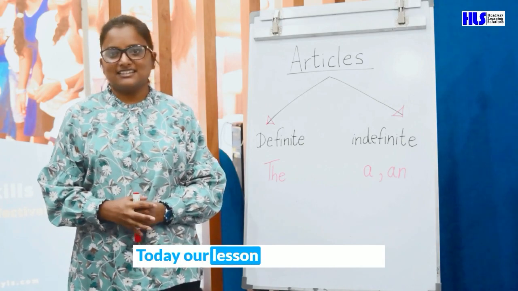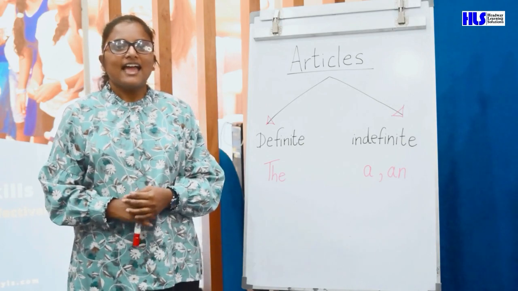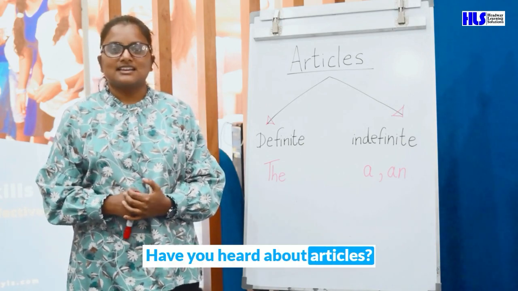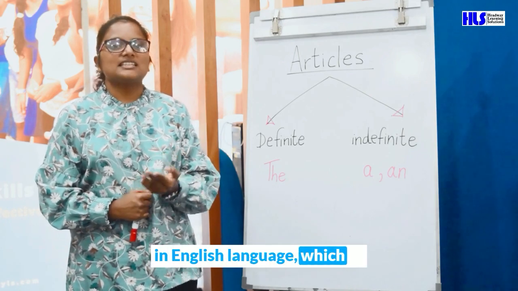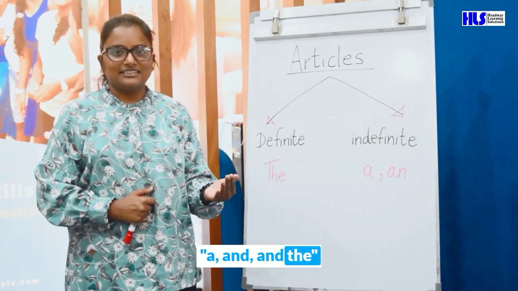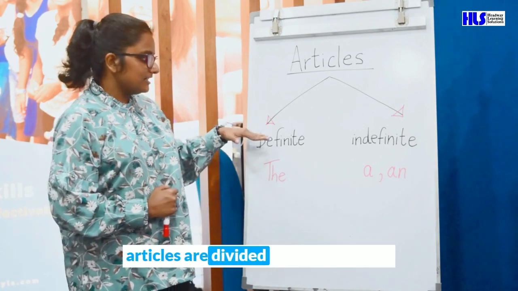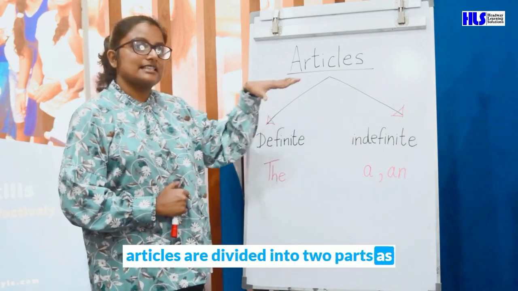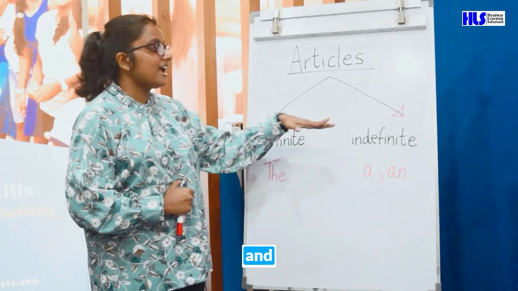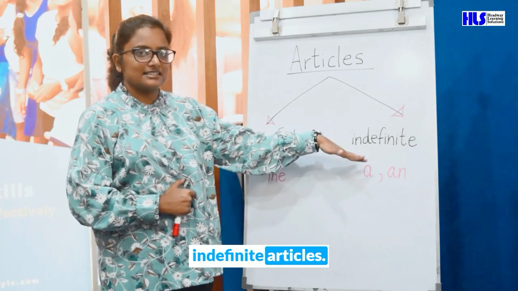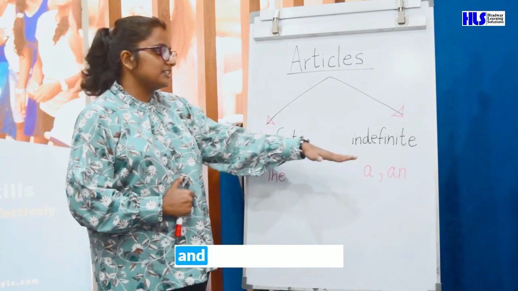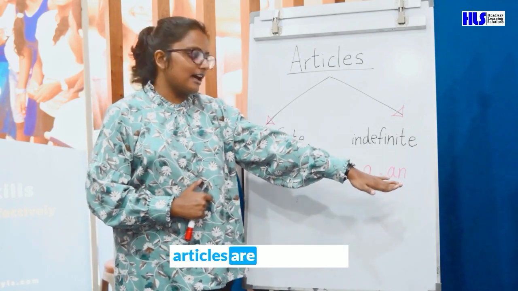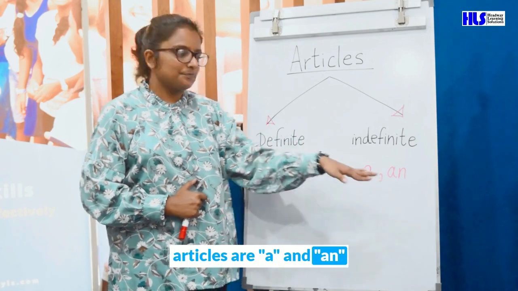Today, our lesson is about articles. Have you heard about articles? There are only 3 articles in the English language, which are a, an, and the. Articles are divided into 2 parts as definite articles and indefinite articles. The only definite article is the, and the 2 indefinite articles are a and an.